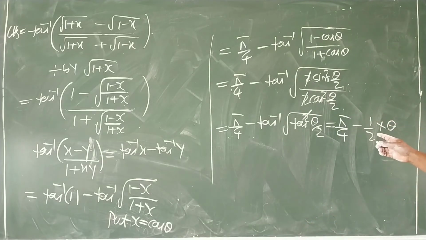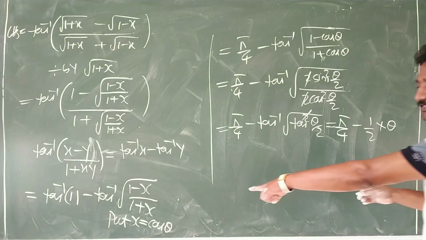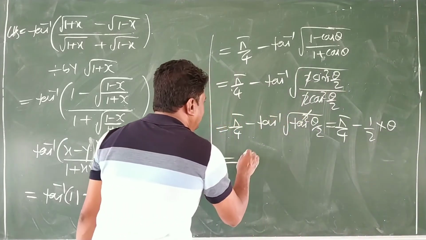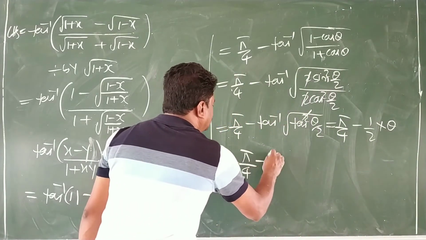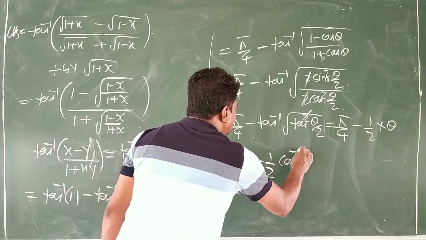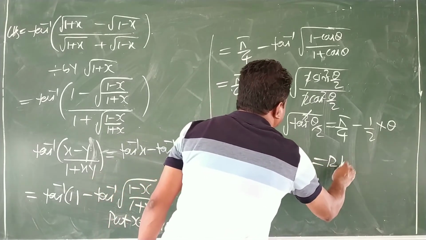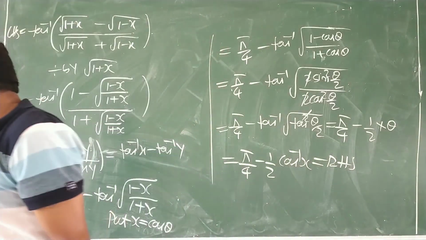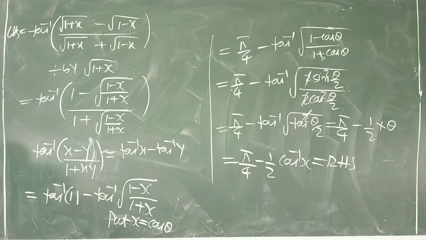Substitute for theta, students. What is theta? Theta is cos inverse x. So we are getting the answer: pi by 4 minus 1 by 2 into cos inverse x, which is the RHS. So proved. Proving is over. It's so easy. So we have one more question, students.